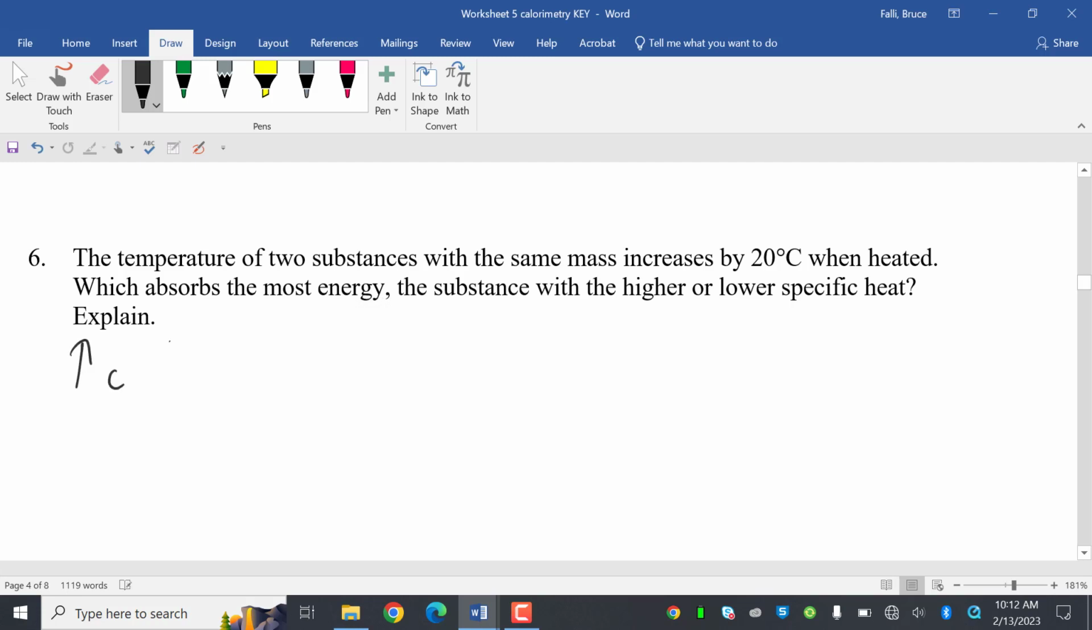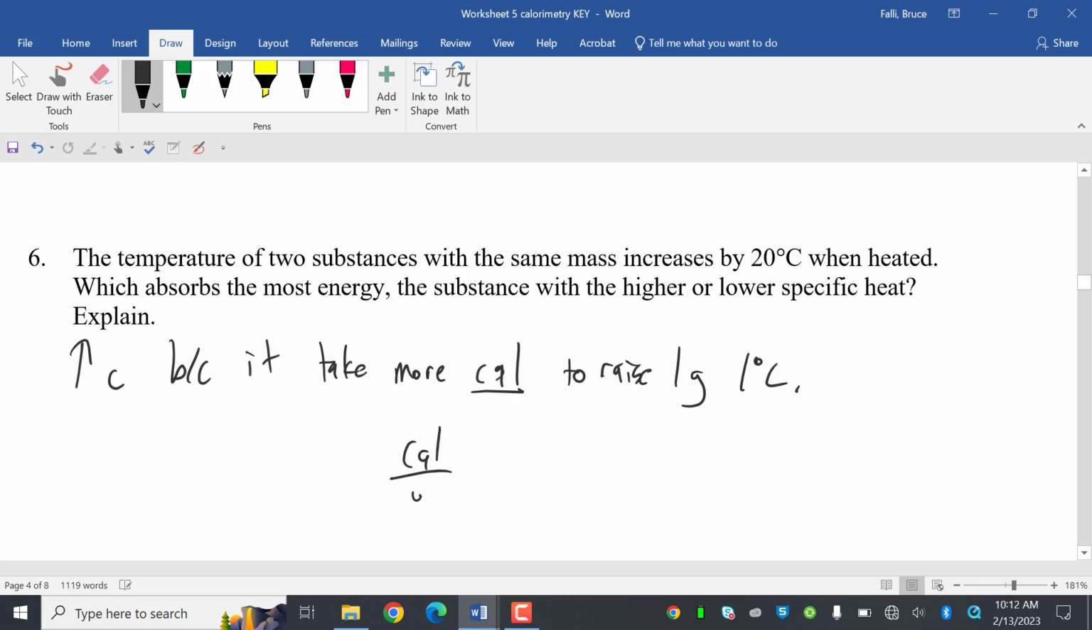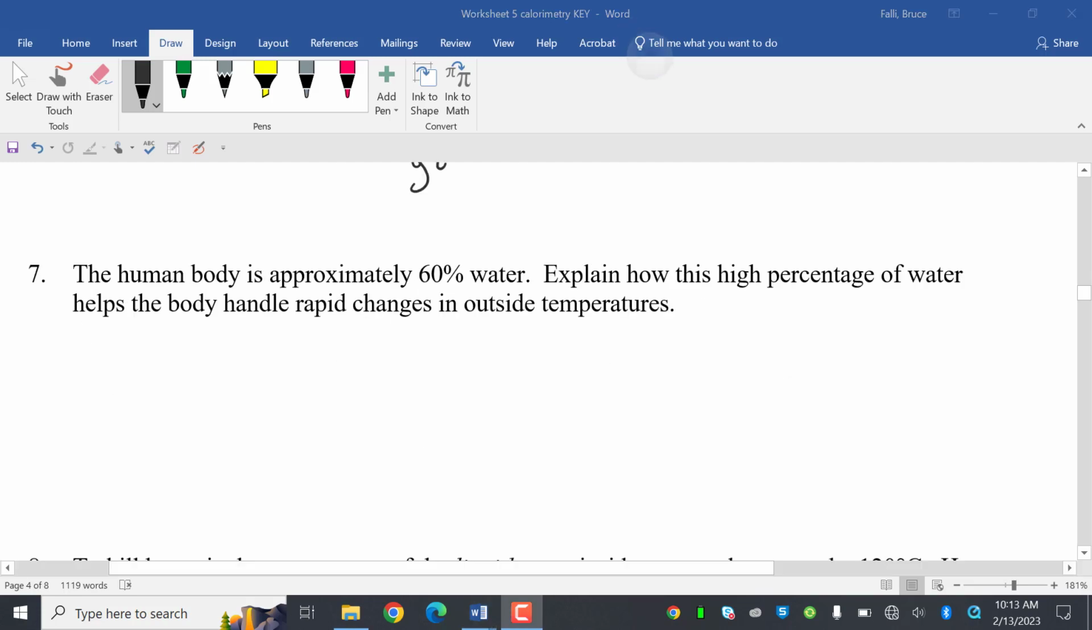The higher C, because it takes more calories to raise 1 gram 1 degree Celsius. So notice how the unit is calories per gram degree Celsius. So the higher specific heat takes more calories to raise 1 degree Celsius, which literally is what that means throughout the whole thing. The human body is approximately 60% water. Explain how this high percentage of water helps the body handle rapid changes in outside temperature.